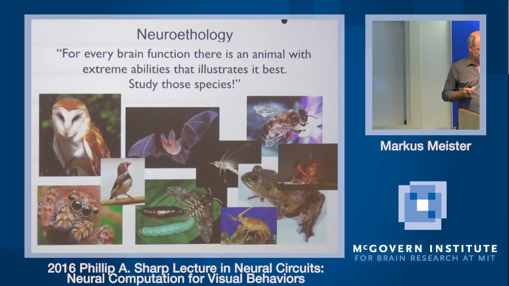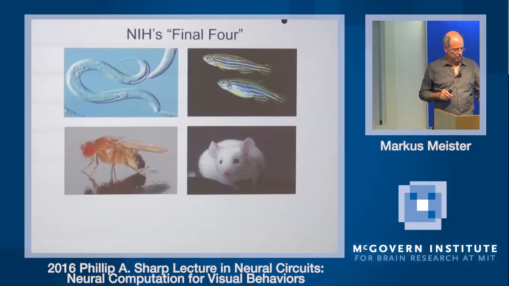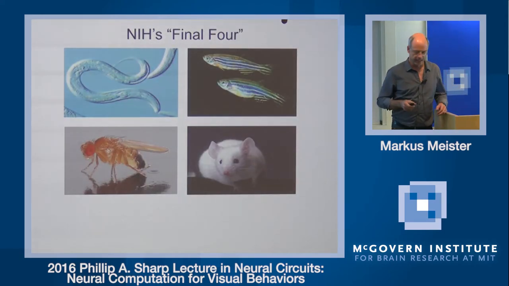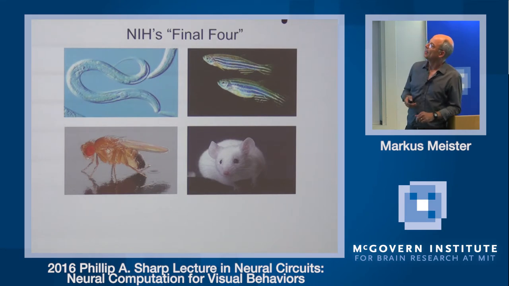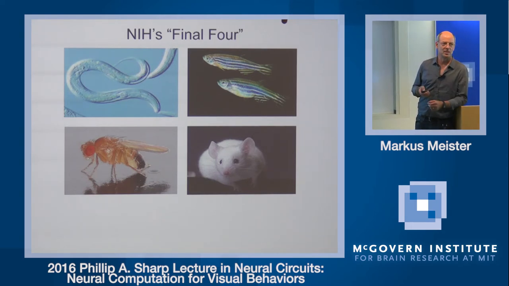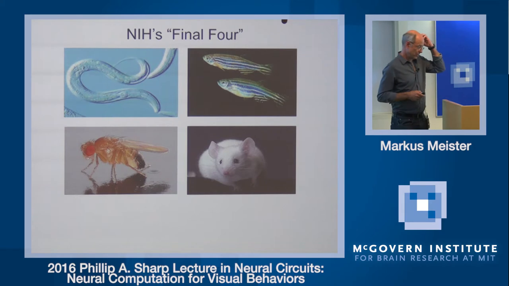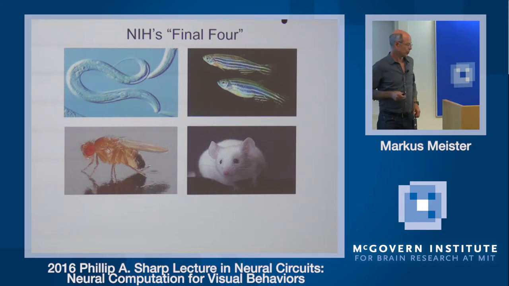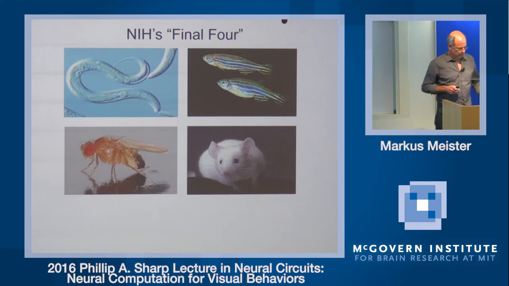Now, in recent years, this lofty principle has run into some issues to do with research funding, because the official line now is that you can only work on four animals. I realize that some of you work outside of this narrow spectrum, but you have to increasingly justify why it's reasonable to do so. And of course, there are good arguments for working on these four animals, molecular genetic tools being one of them. But obviously, this runs into the whole philosophy of neuroethology in a serious way. How to deal with that?